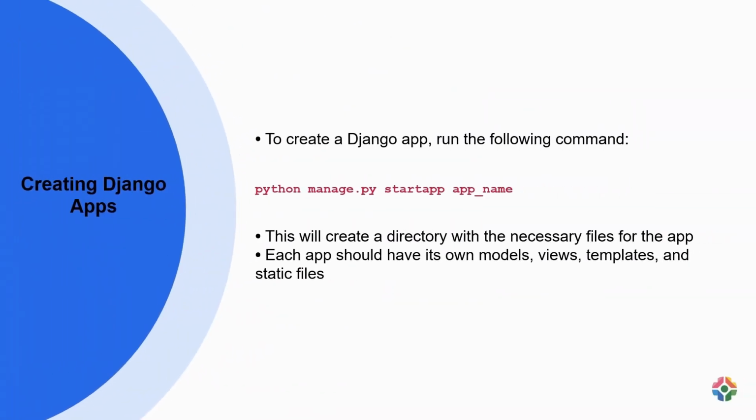When creating a Django app, execute the command python manage.py startapp app name to initiate the process. This command generates a directory containing essential files for the application.